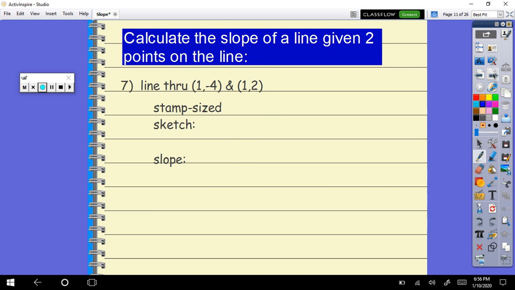So instead of finding the slope and then figuring out what the line looks like, I'm figuring out what the line looks like and using it to find my slope. So I'm going to do the same kind of thing here. I'm going to start out and say, I know that the point (1, -4) should be plotted right 1 and down 4. Notice I'm just doing a super quick sketch. I know that the point (1, 2) would be right 1, up 2.